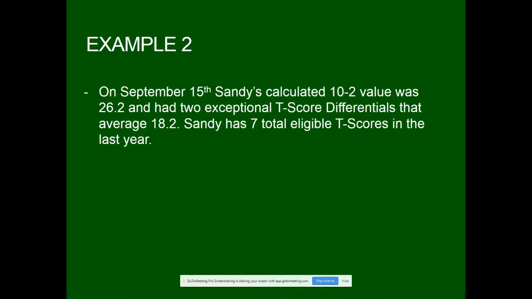So here, let's move ahead one more revision. We were September 1st, now we're September 15th. Her handicap index has now gone to 26.2. So in that time, her index went up 2 whole strokes, which is quite a bit, which means she's not playing very well at the moment. And she still has those 2 exceptional tournament score differentials at 18.2. In that revision time, she's not played a single tournament event within that time frame. So she still has 7 total eligible scores available.